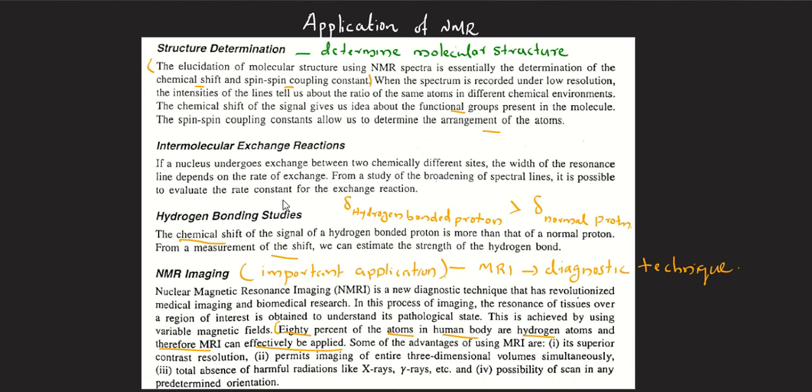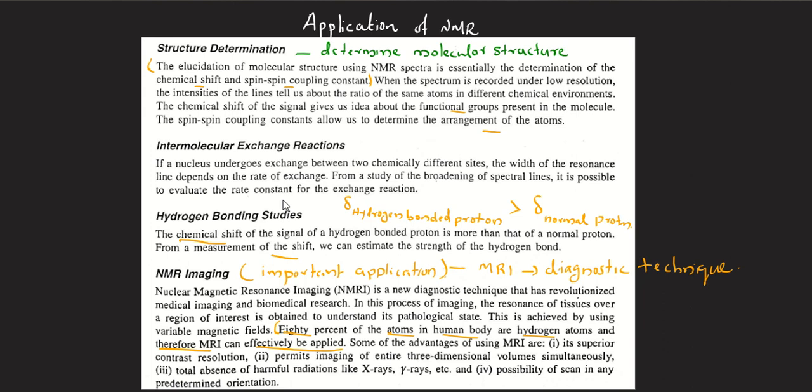Then the next application is to get an idea about the exchange reaction. Then hydrogen bonding studies. This is because the chemical shift of the signal from the hydrogen bonded proton is greater than normal proton. So by measuring the chemical shift, you can estimate the strength of the bond.